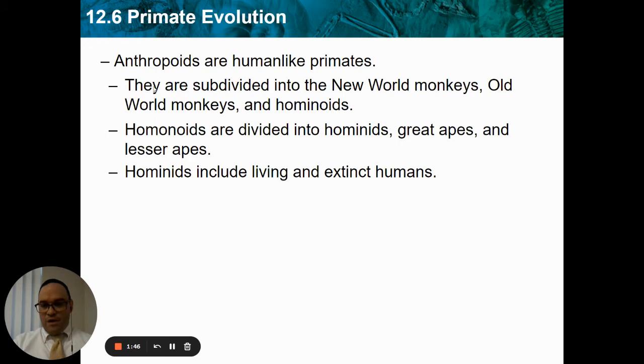So anthropoids are human-like primates. They're old and new world monkeys. Hominoids are divided into hominids, great apes, and lesser apes, which are the ones we saw not too long ago. They also include living and extinct versions of humans. The easiest one that you probably know about is Neanderthals, which are cavemen. They are an extinct version.